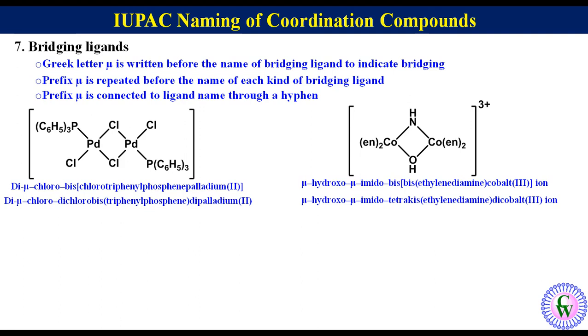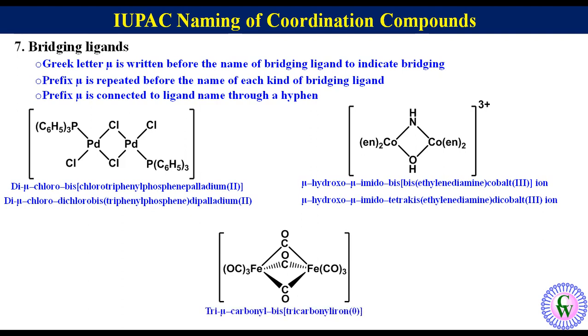Let's take the example of diiron nonacarbonyl. Here there are 3 bridging carbonyl ligands and 2 tricarbonyl iron(0) units. So the complex name will be tri-mu-carbonyl-bis(tricarbonyl iron(0)).